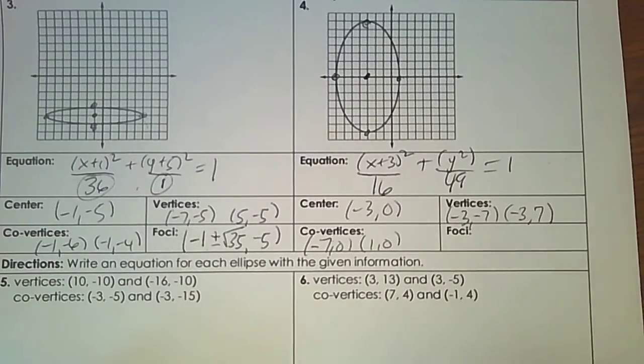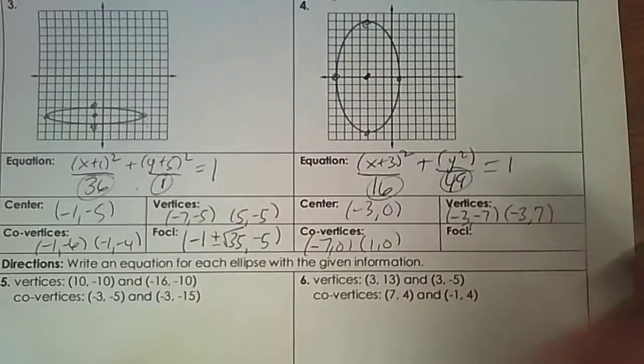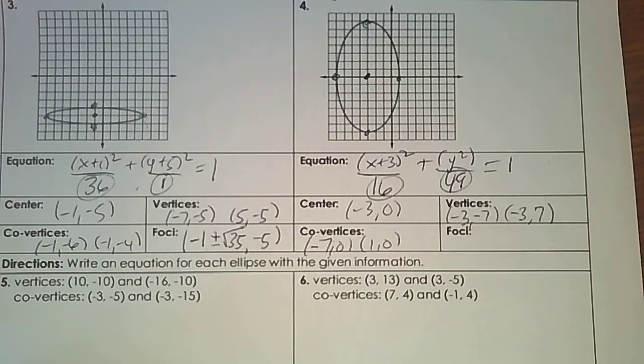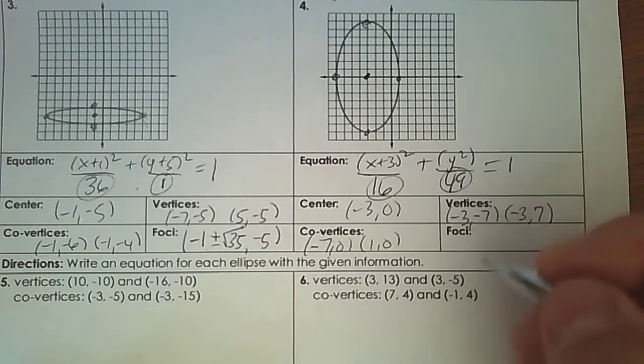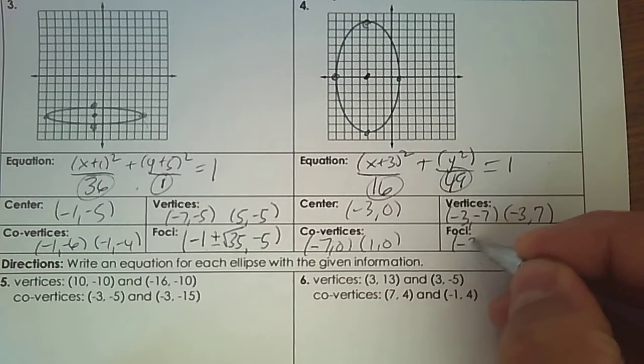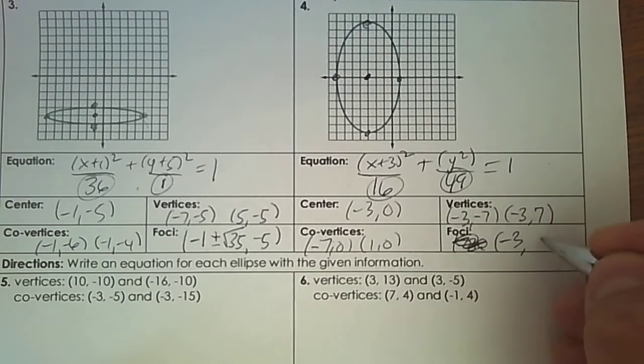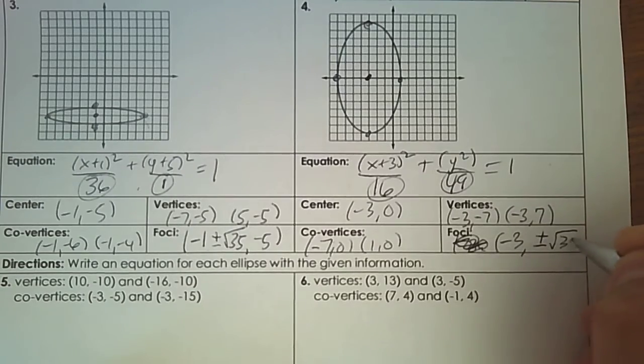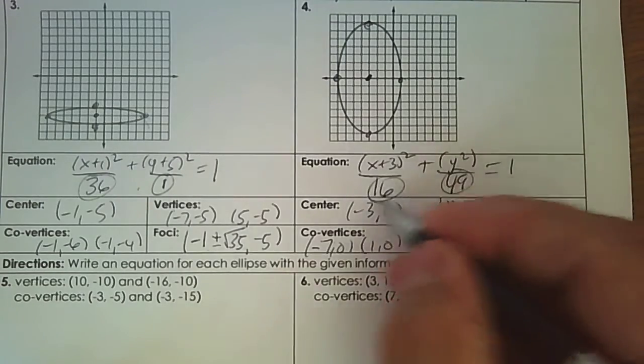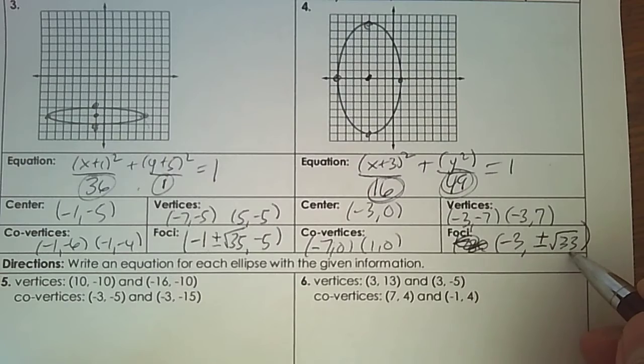And then the foci, so subtract 49, take away 16. That's the square root of 33. And which one does it affect? The y-coordinate. So it's -3. Now I'm not going to go 0. I'm just going to go plus or minus the square root of 33. So when you subtract, that's where you get 33.